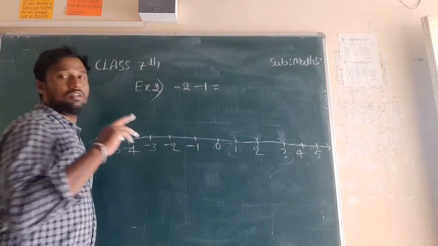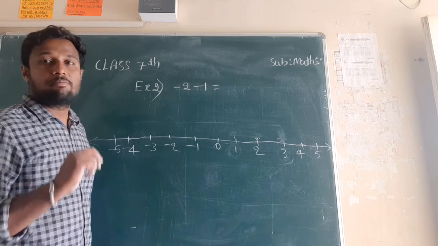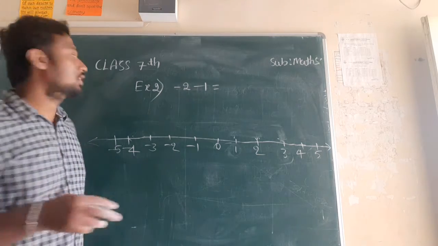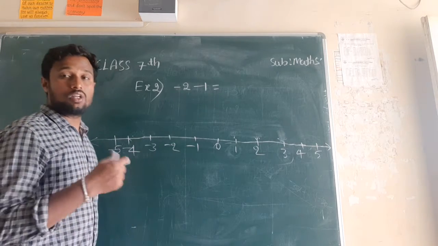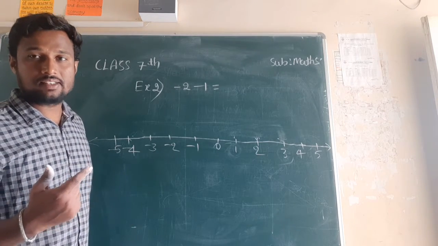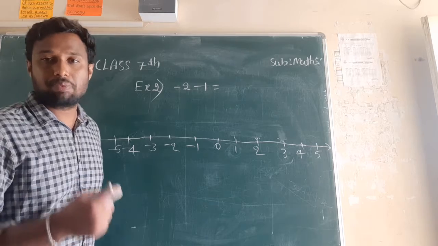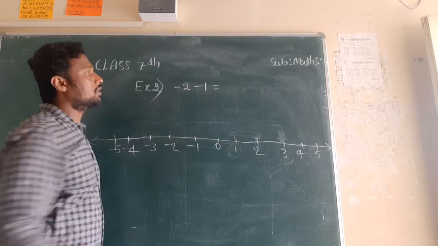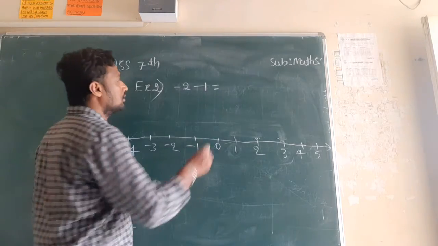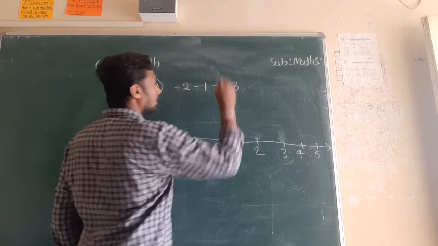So tell me what is minus into minus? Minus into minus means plus only. So minus into minus plus means again you have to add. What? Because we got plus as the answer. Minus into minus plus. Plus means we have to add. So 2 plus 1 means what we get? 3. So here I will write 3.